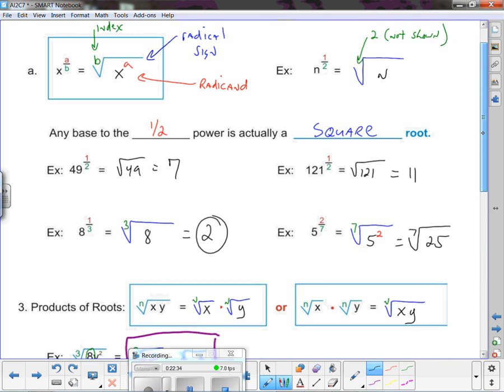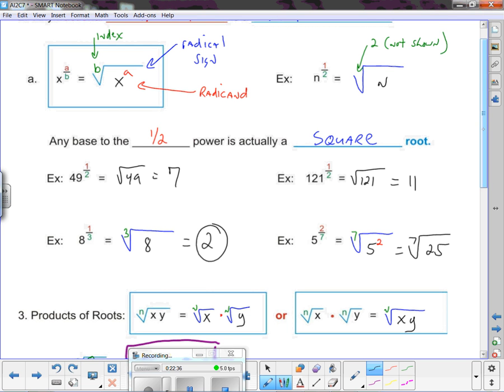Let me just review this second page again. It all starts with converting, right, from fractional form to radical form. Don't forget your terms. Radical sign, right? Anything under the radical sign is a radicand. That's the thing you're taking the root of. And then you've got the index. The index tells you what kind of root it is. I want the b root of x to the a.